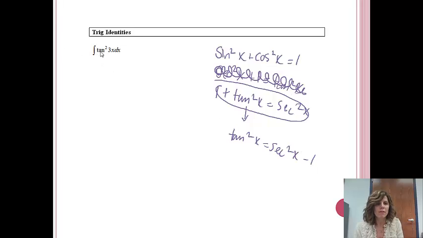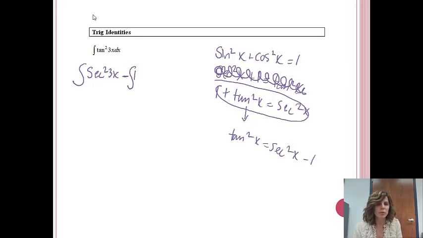So if I come up here, and obviously since this says 3x, I'll put a 3x in place of the x. So I'm going to rewrite this as secant squared 3x minus 1. And since I have a minus sign, I'm going to separate it into two separate problems.